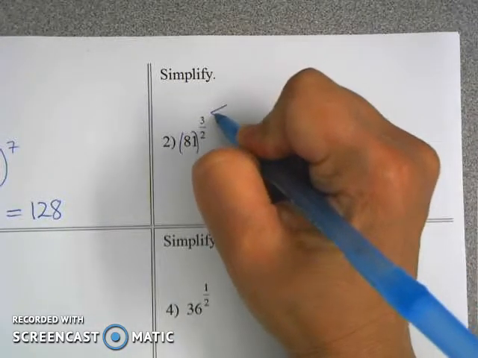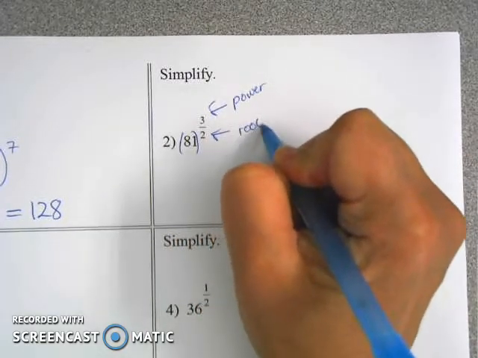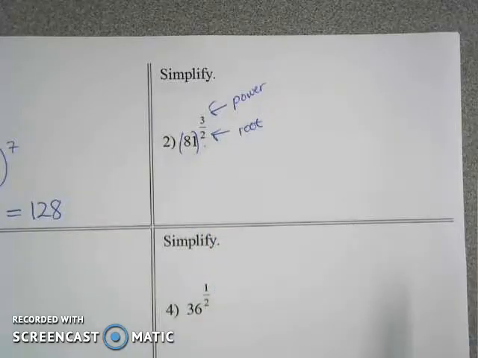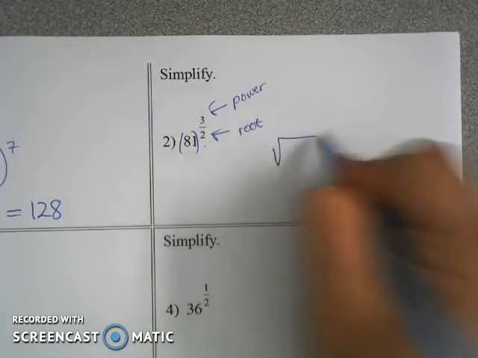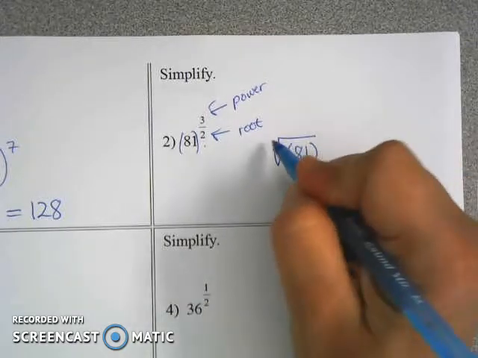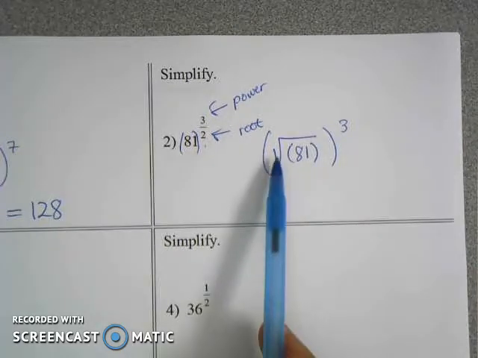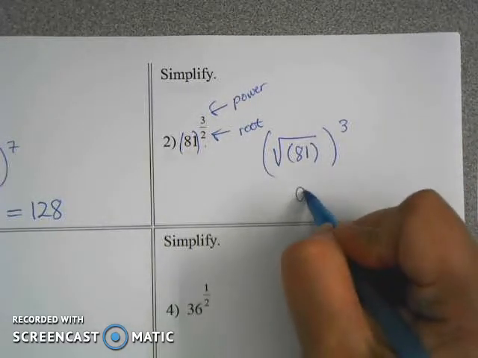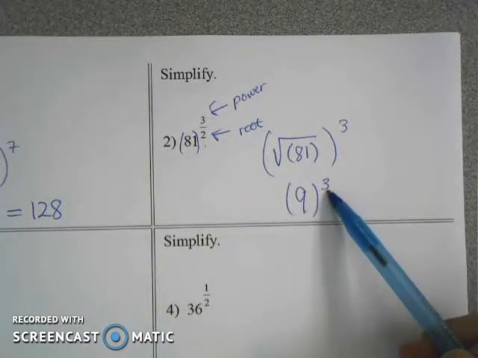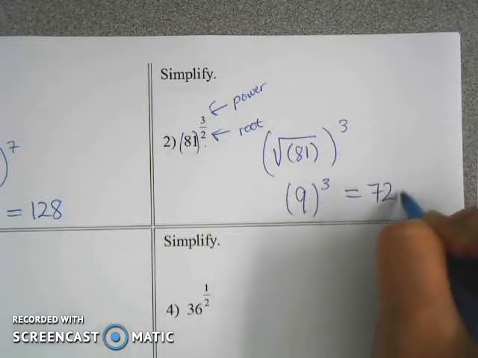For this one, our base is 81, right? The power is 3. The root that we are going to find is 2. If the root is 2, we're talking about a square root, right? So that's a square root of the base 81. And then we're going to take that and raise it to the power of 3. So the square root of 81 is just 9. Now that I've taken the square root of 81, I can take 9 and raise it to the power of 3. And I don't expect you guys to do this in your head, but that'll be 729.